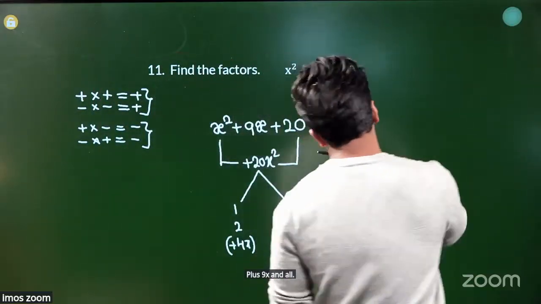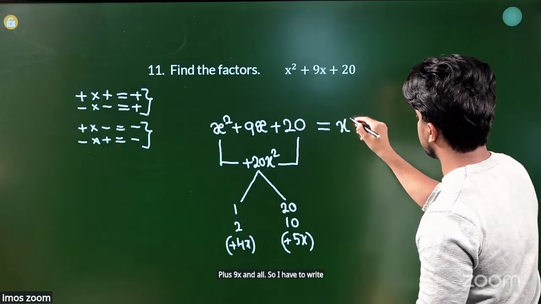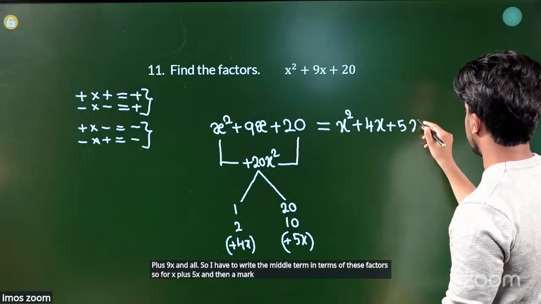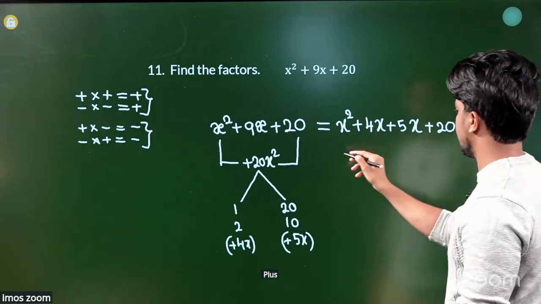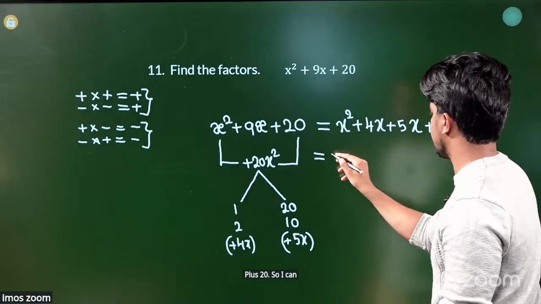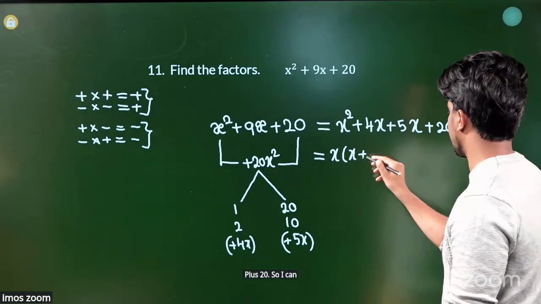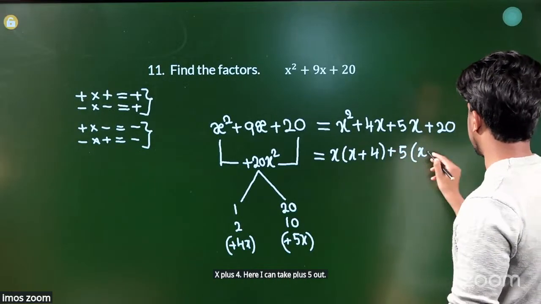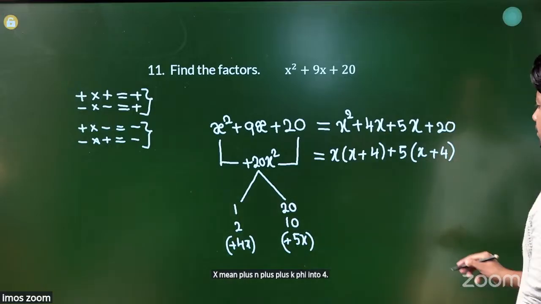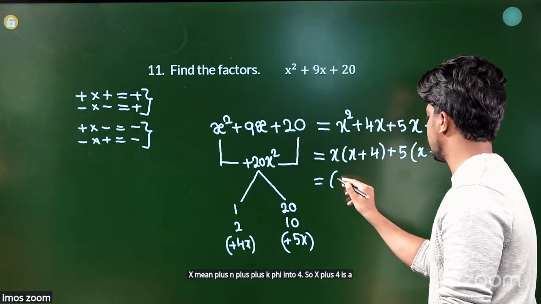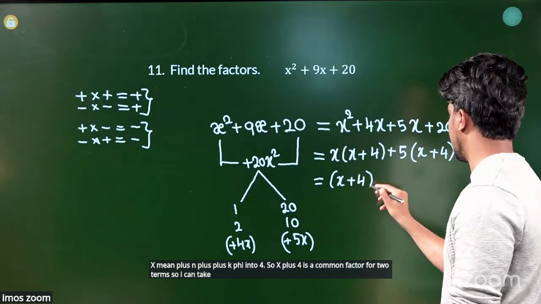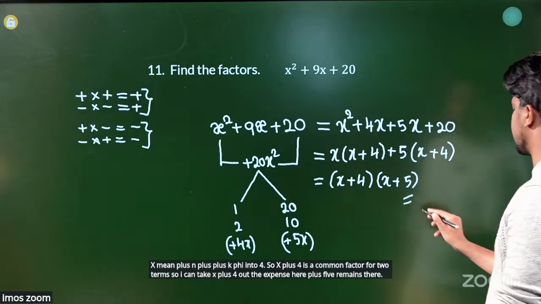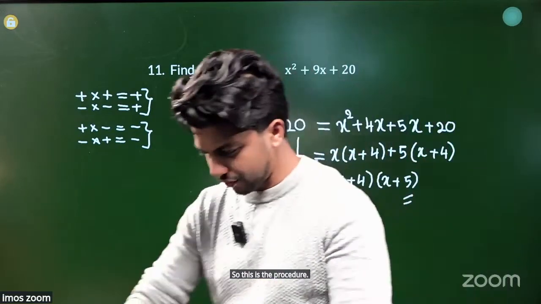But so I have to write the middle term in terms of these factors. So 4x plus 5x, මේ දෙන්න මාරු කරලා ලියුවත් ප්‍රශ්නයක් නැහැ. Plus 20. මේ බලන්න මේ දෙන්නගේ x පොදුයි, x plus 4. Here I can take plus 5 out. So x plus 4 is a common factor for two terms. So I can take x plus 4 out. The x remains here, plus 5 remains there. So this is the procedure. Traditional procedure.